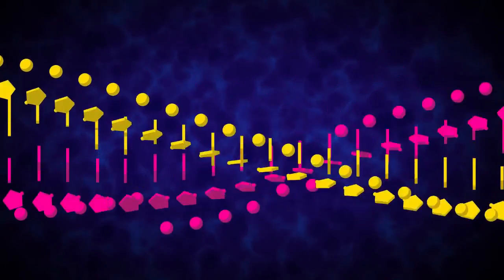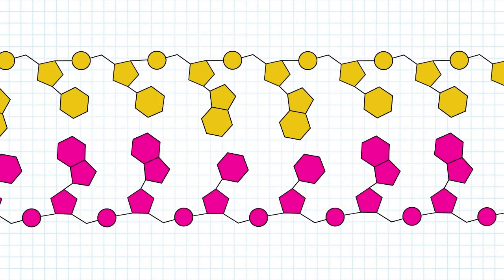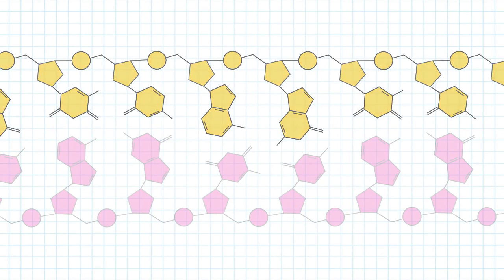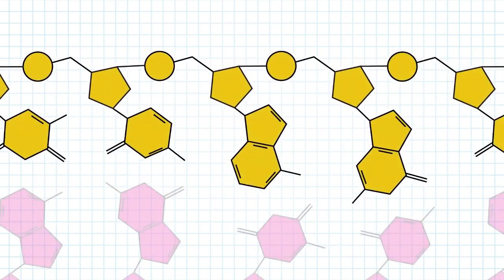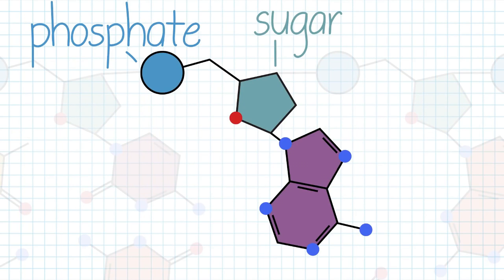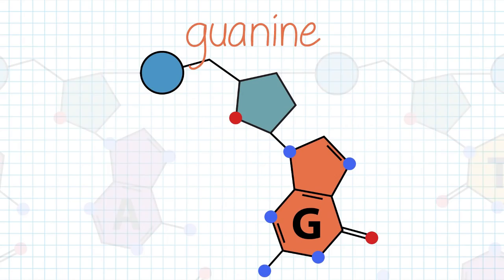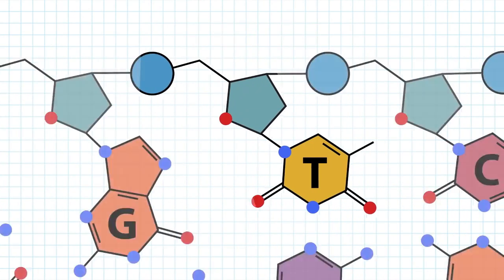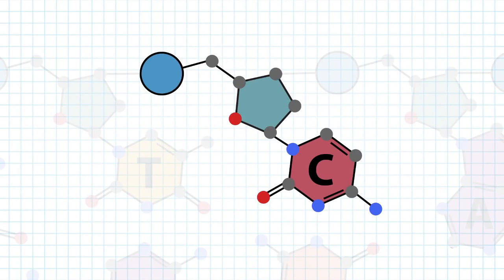We can unwind the double helix like this, so that we can see the chemical structures inside it. Each strand is a polynucleotide, meaning that the strand is made up of many individual units called nucleotides. A nucleotide has three components: a 5-carbon sugar, a phosphate group, and one of 4 possible nitrogenous bases: adenine, guanine, thymine, and cytosine. The nitrogenous base is always attached at the 1' carbon of the sugar.